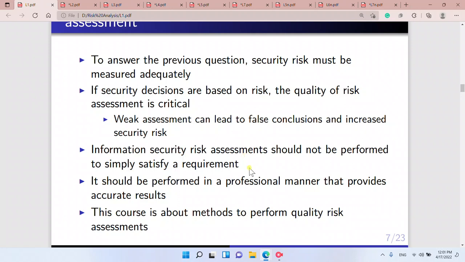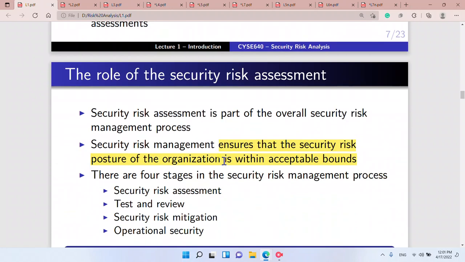It should be performed in a professional manner that provides accurate results. So we rely on the professional manner to conclude our objectives.